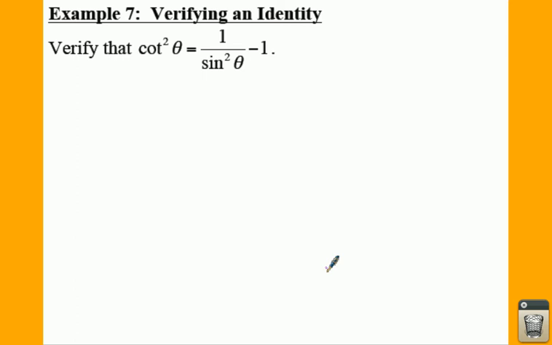Back in the last example, we had the Pythagorean identities that you're going to be using to verify identities. What you're basically going to be doing is simplifying one side of your equation to make it look like the other side. Usually the best thing to do is to start with the ugly side and simplify that.